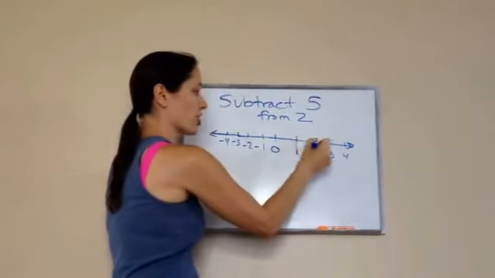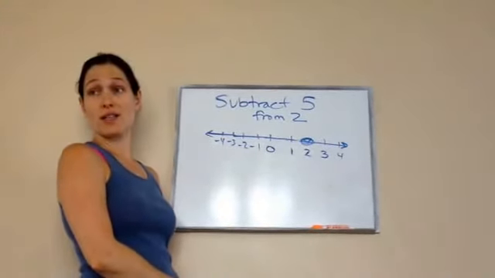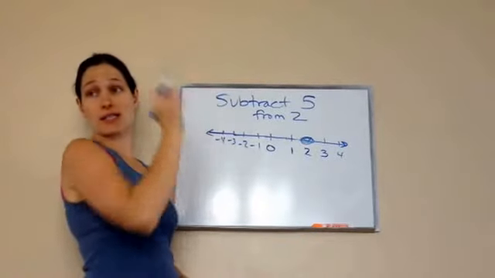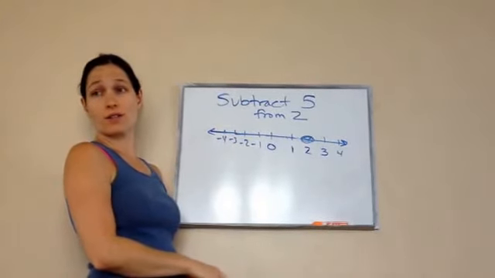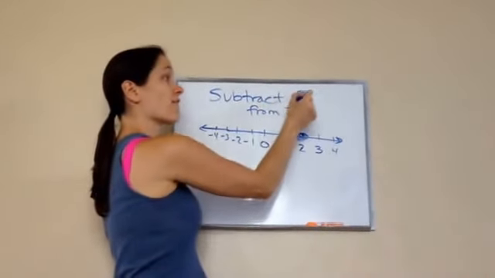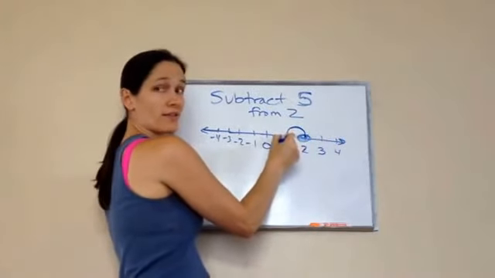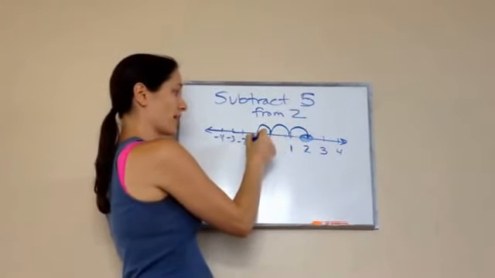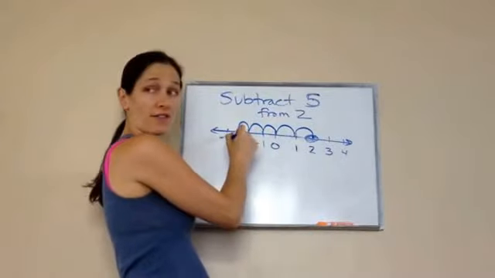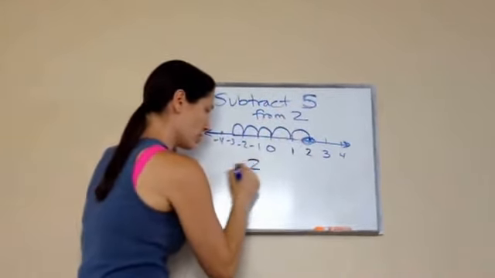Okay? Here's 2, right? And they're wanting me to subtract. Does that mean greater or less? That means less. So I'm going to subtract 5. Take away 5 from 2. 1, 2, 3, 4, 5. So what this would look like is subtract 5 from 2, 2 minus 5.